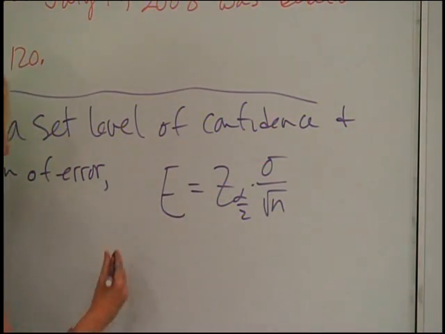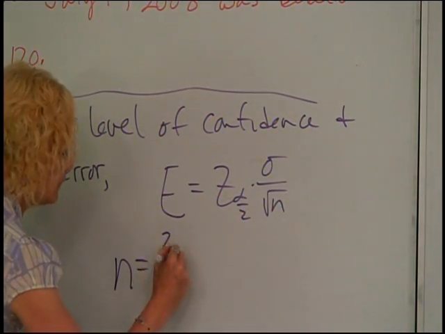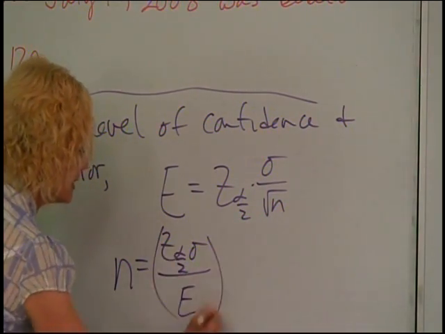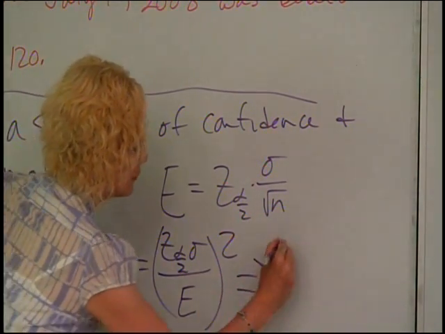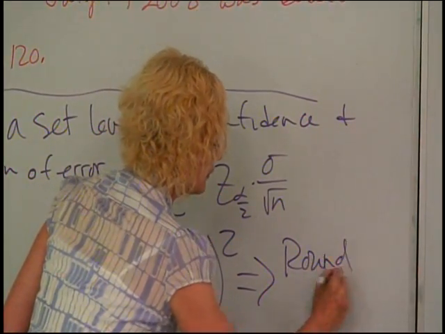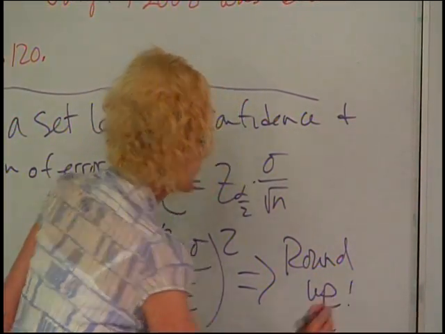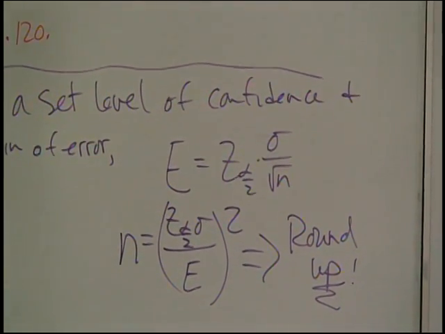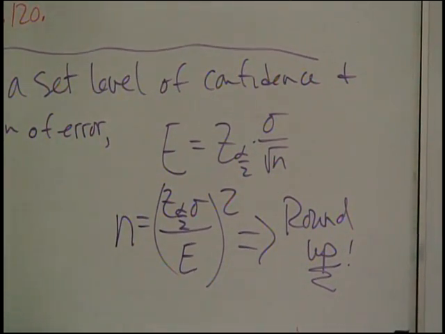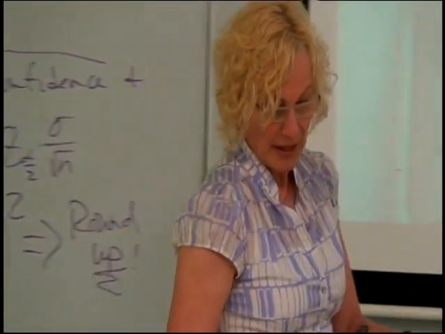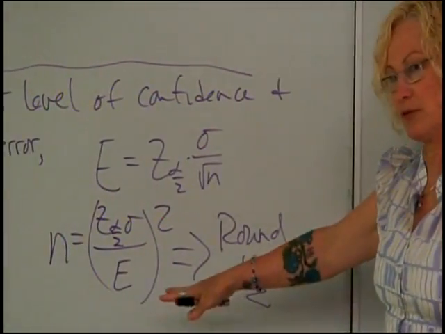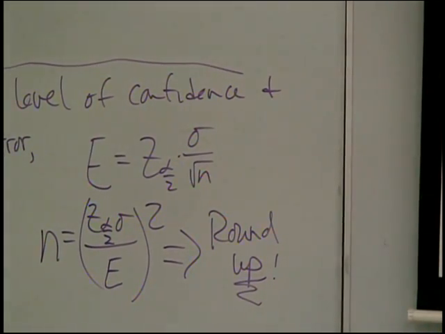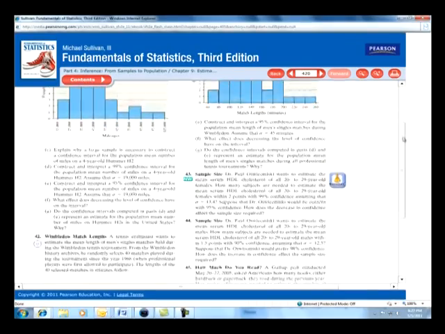So if you solve this thing for n, you get n equals z of alpha over 2 times sigma divided by E, all squared. And then you're always going to round up to the next biggest number, no matter how small your decimal is. You don't have to derive this, but that's where it comes from. Just use the formula. So for example, let's do this one.